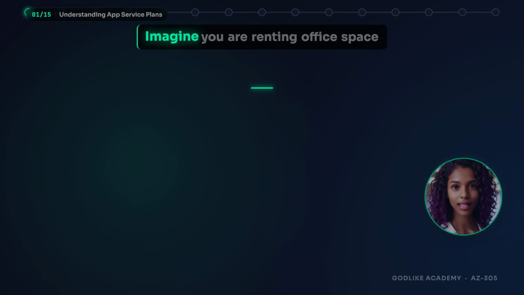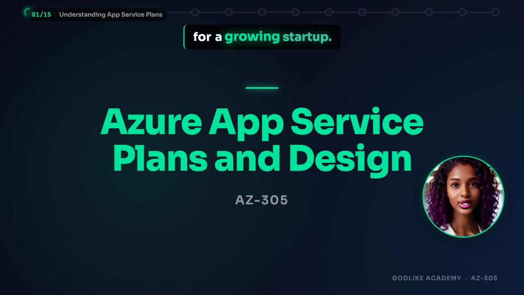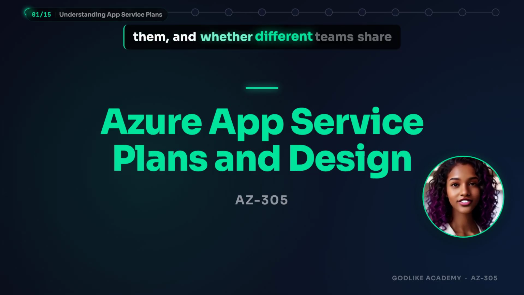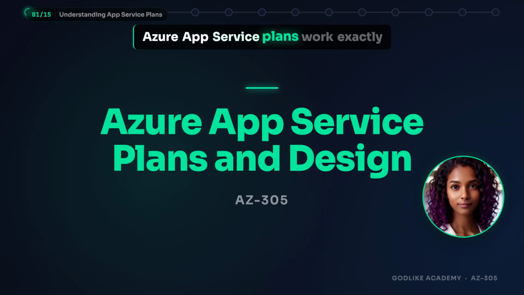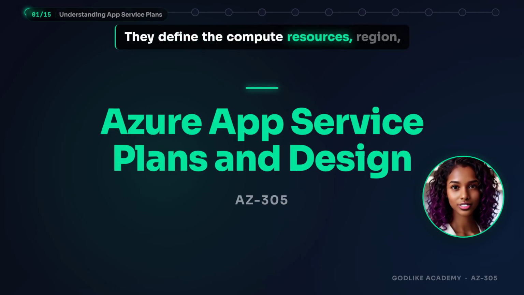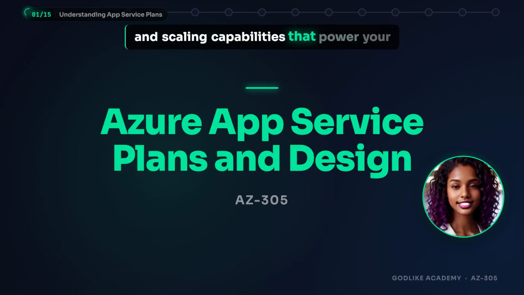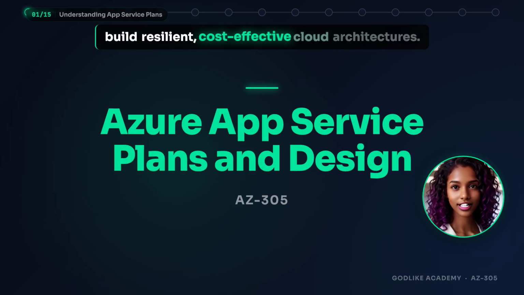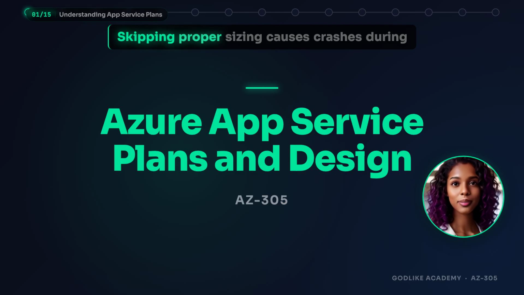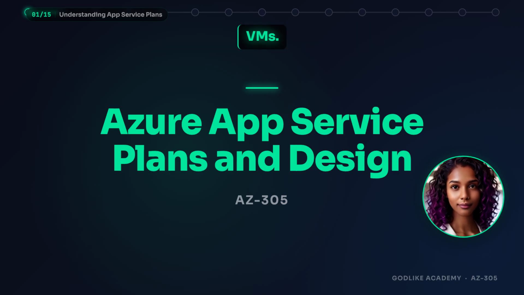Imagine you are renting office space for a growing startup. You need to decide how many desks to buy, where to place them, and whether different teams share the same floor or have their own suites. Azure App Service plans work exactly like that physical infrastructure. They define the compute resources, region, and scaling capabilities that power your applications. In this lesson, we will master the design of these plans to build resilient, cost-effective cloud architectures. Skipping proper sizing causes crashes during spikes and bleeds money from idle VMs.